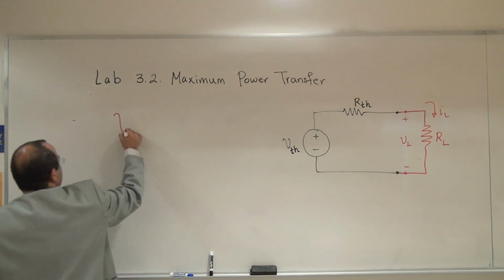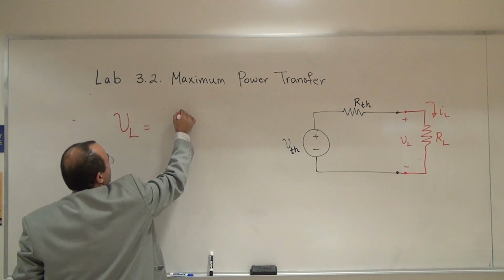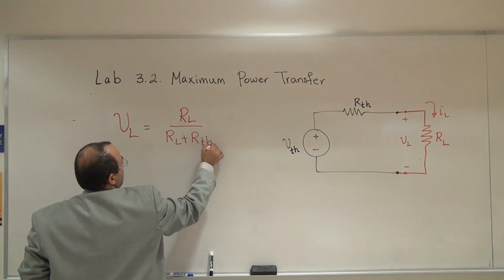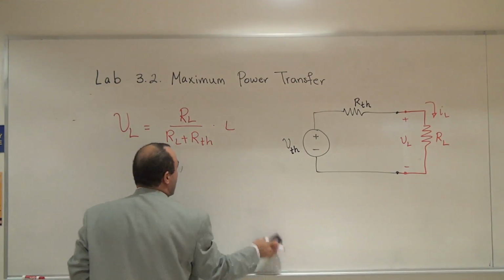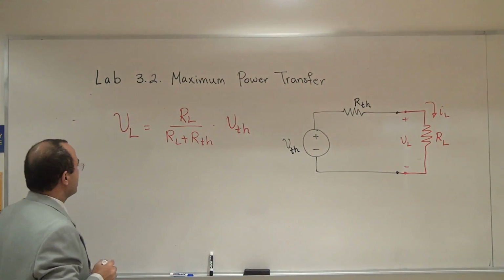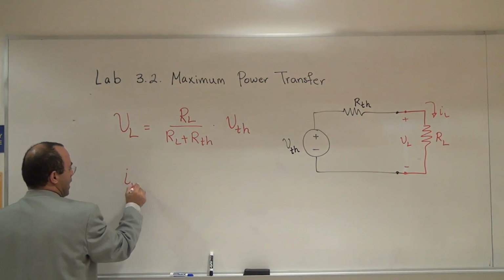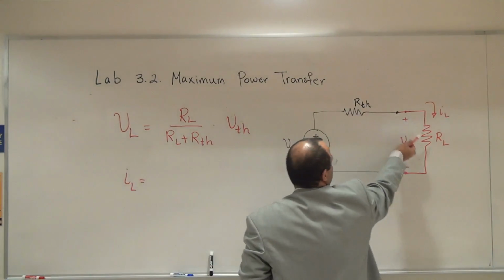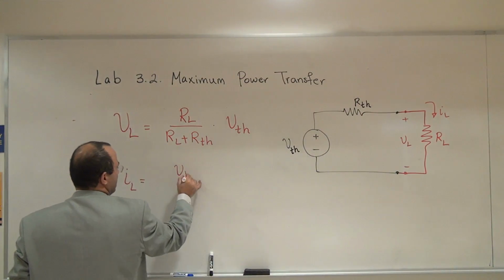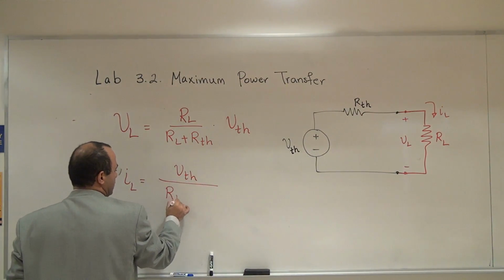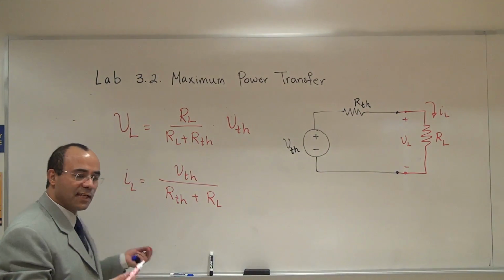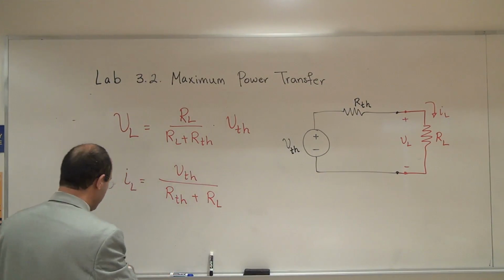Let's calculate this. VL is equal to, according to the divider rule, RL over RL plus R Thevenin, times V Thevenin, the incoming voltage. That's my voltage. What is my IL? You have two resistors in series, so it's going to be the summation of both: IL is V Thevenin divided by R Thevenin plus RL. Let's take a look at the shape of these two variables.